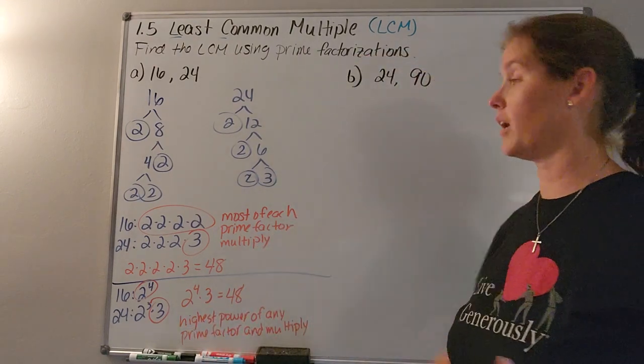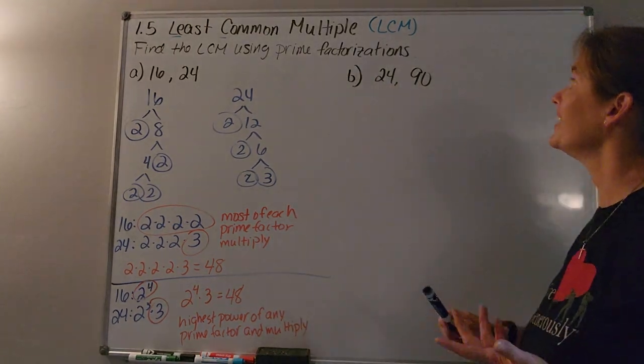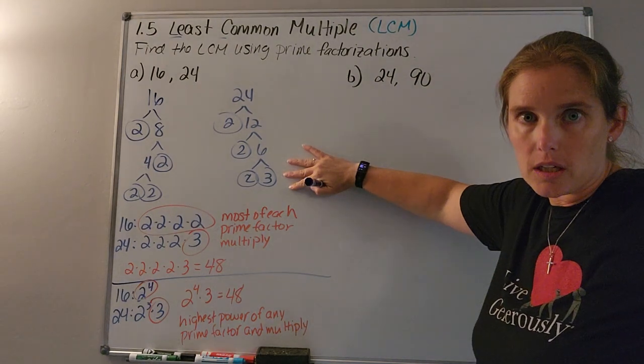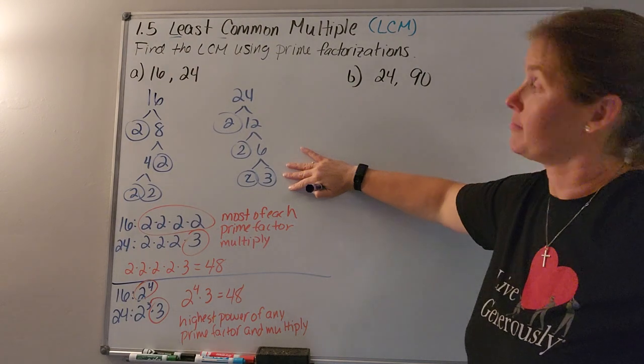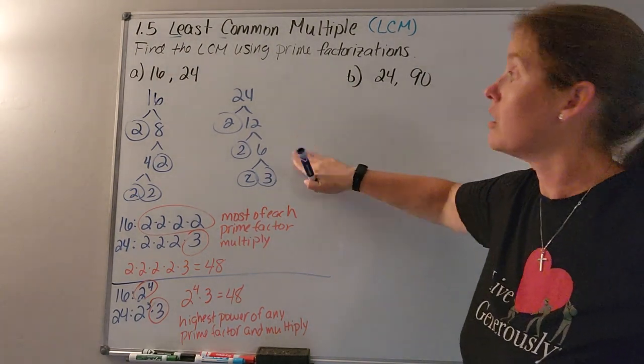Either way, 48 we get as the LCM. All right, let's take a different set of numbers, 24 and 90. Good news, I already have 24 prime factored. I'm not going to do that again. I'm going to use my previously written down work, and that's why I write down my work.